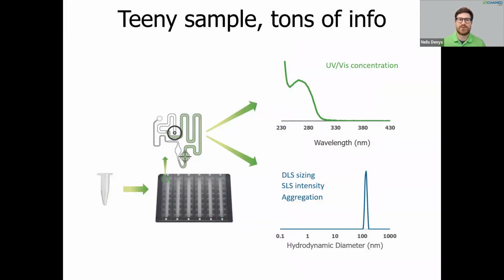And so with that tiny 2 microliter sample, you'll get tons of information. Stunner contains 2 technologies to read each sample: UV-Vis, which is used for concentration overall, and DLS for sizing and aggregation. While we're doing DLS, we'll get the total intensity as well, so SLS intensity data is also read. And our samples can be read from 1 to 96 samples on a plate at a time, all in 1 hour.